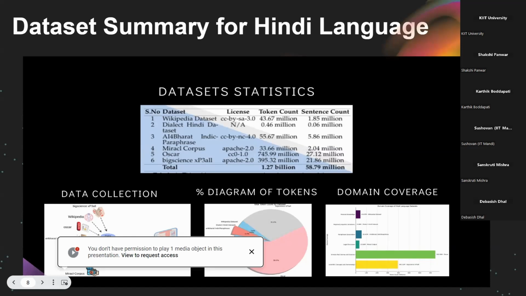Next one is AI Bharat. It contains 55.67 million and next is Indic Bharat.